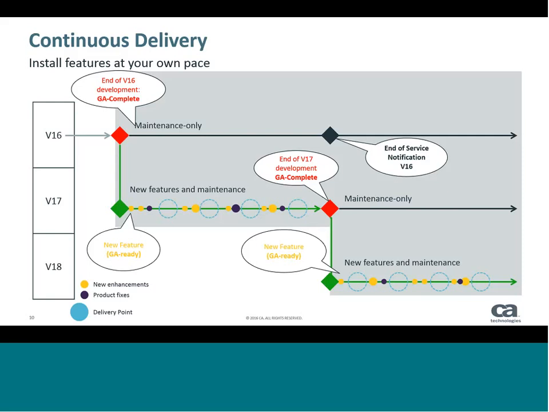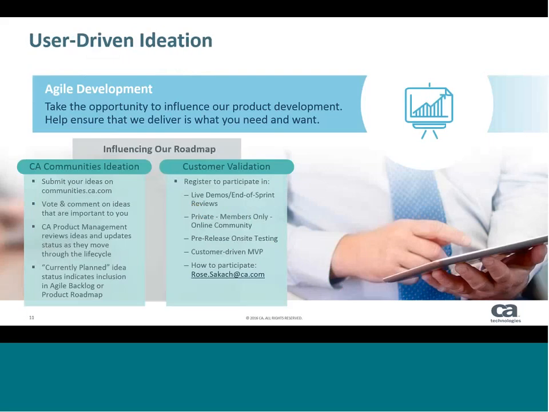Okay, and then when I install the final blue circle, just before the red diamond where it says end of V17 development, how many features? It will pick up those additional 2 features, and so we'll have a total of 7 new features. And there will also be 3 defect PTFs included by the time we're done with that. Got it. Okay, so let's move on.